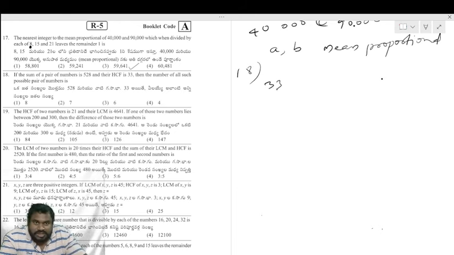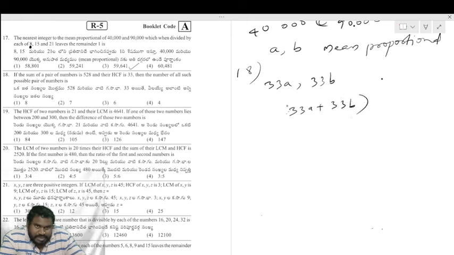Then the number of all such possible pairs of numbers is what you need to find. So A and B are the variables. You need to find all the possible values of A and B. If you can find that, then that is the answer. So here what is given? The sum of the pair of numbers is 528. Sum of the pair of numbers means 33A plus 33B, given as 528. Taking 33 common, 33 into A plus B is equal to 528.